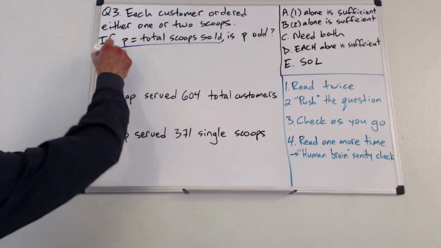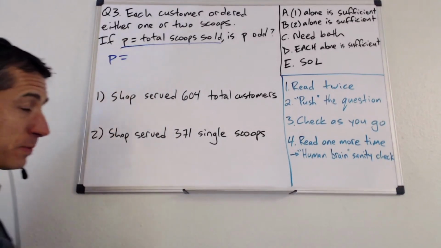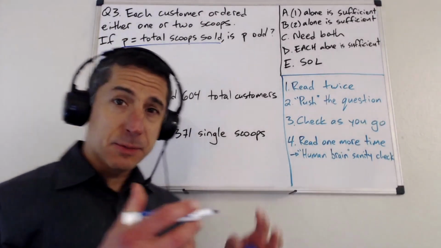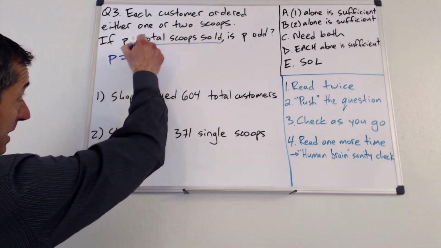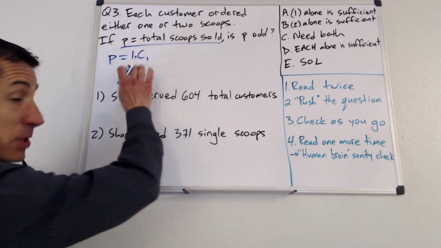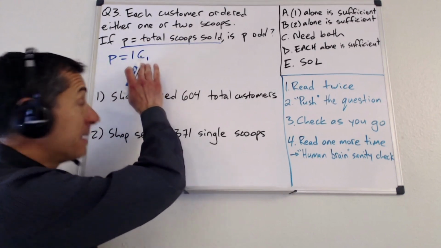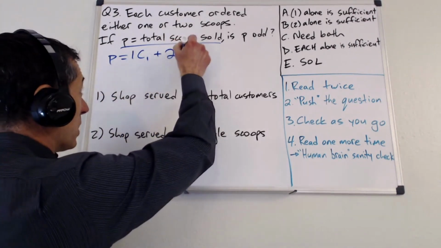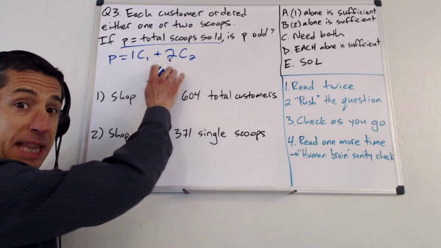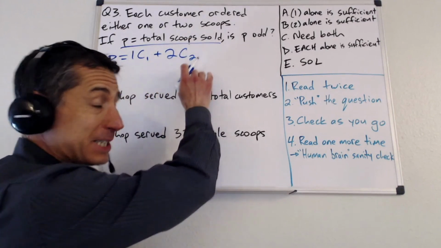I suppose I could say P, the total number of scoops. There's only 2 kinds of customers. There's customers that only ordered 1 scoop. So the total number of scoops ordered by those guys is just going to be 1 times the number of customers. So let C1 be number of customers who ordered only 1 scoop. And now the good people who are gluttons ordered 2 scoops each. I'm in that camp. 2 scoops times the number of customers that ordered 2.